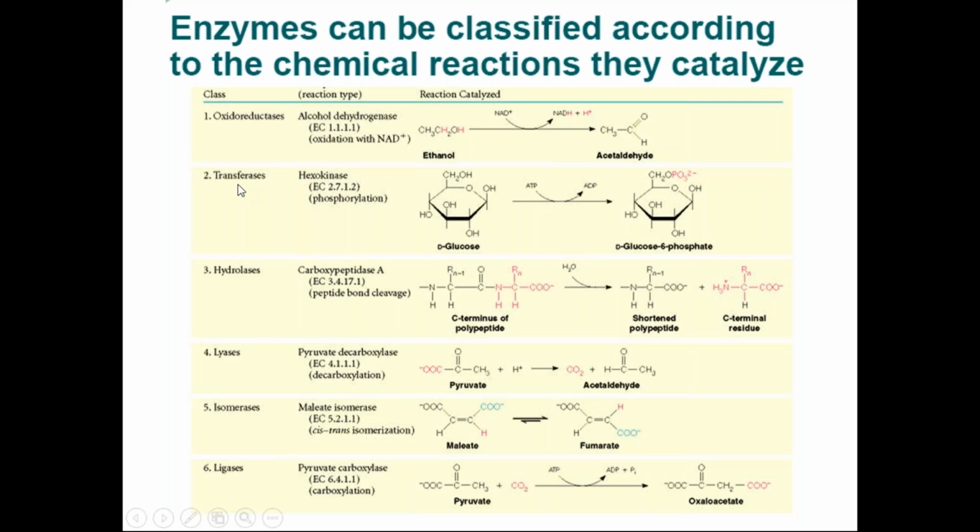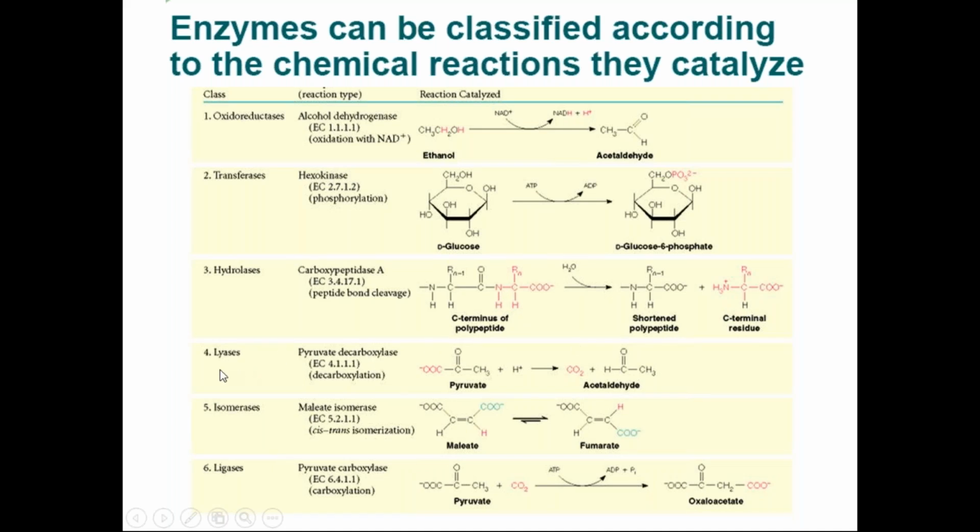Group 2 is the transferases, and these transferases are involved in the transfer of a group. So hexokinase, you see, is the transfer of a phosphate group from ATP to glucose. This is a transferase, and all transferases will begin with the number 2. The third group is the hydrolases. The hydrolases use water in their reaction and they break down a bond to give you the products. The example here is carboxypeptidase, which removes the carboxy terminal amino acid of a protein to give you the peptide, which is shortened by one amino acid, and the C terminal residue.